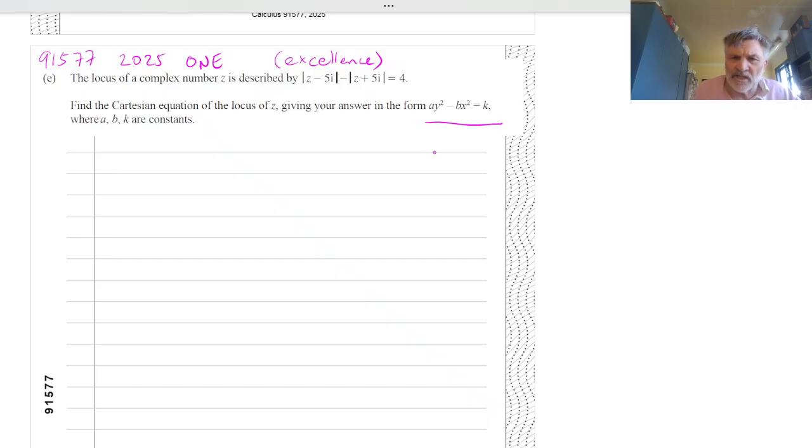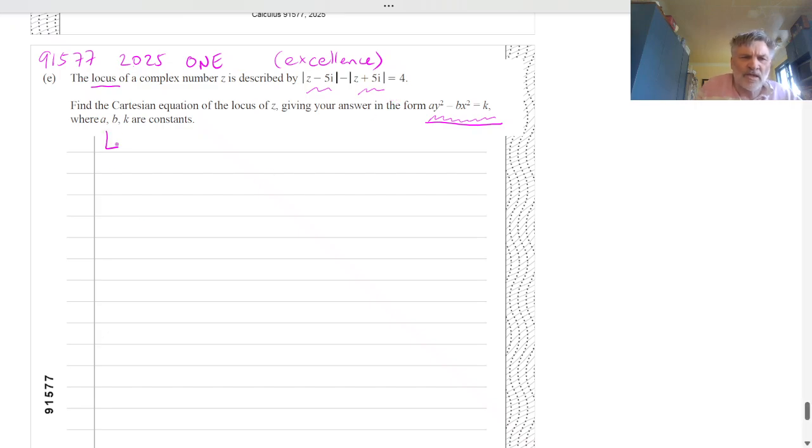As I said, this question doesn't actually have an answer. There is no equation of this form here that describes this locus. It sort of gets close, but it doesn't. There's a big problem. So let's just start by reminding ourselves what a locus is and what the bits in this formula that is given in the question describe.